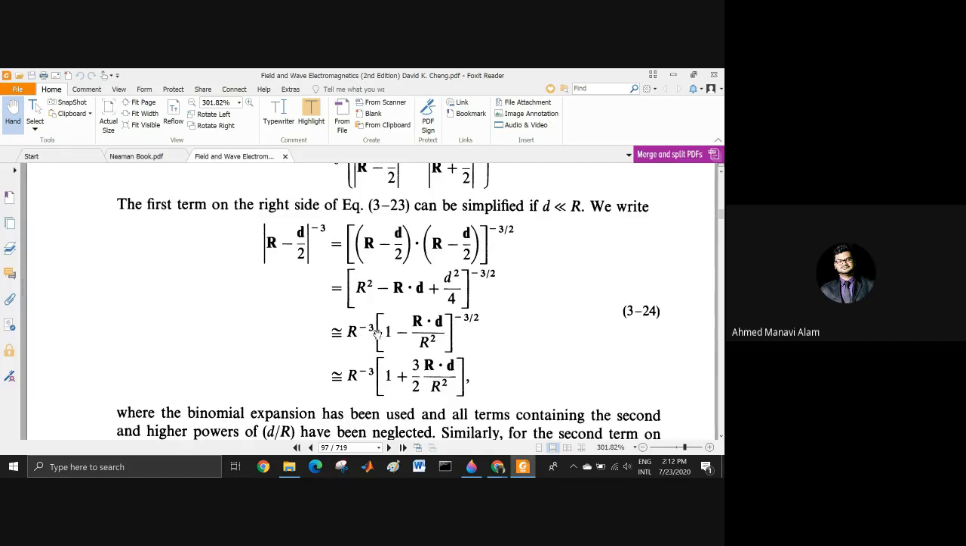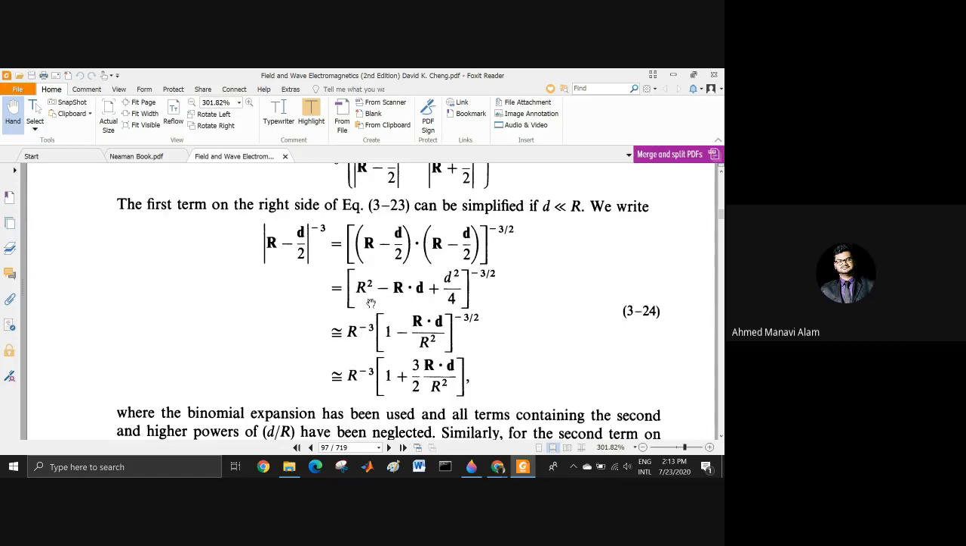Okay, so don't take it to the exact value, because the first term on the right side of the equation can be simplified if d is very much less than r. D is very small. That is why they have taken out the r. They have taken the d, because d's value is very small. So this d square by 4 is gone. This r square minus r dot d is here.